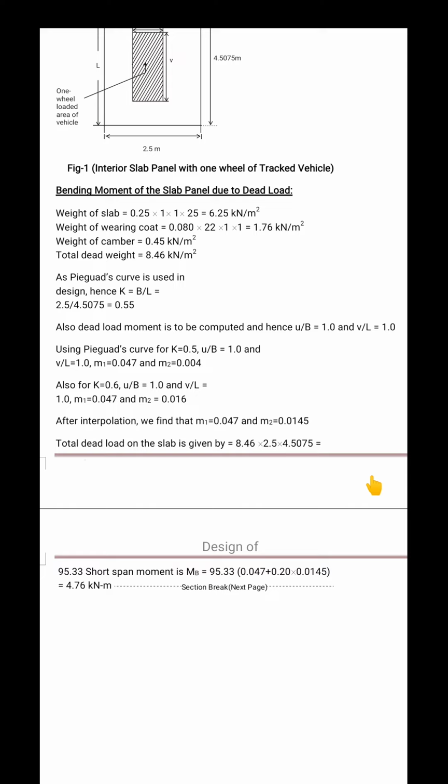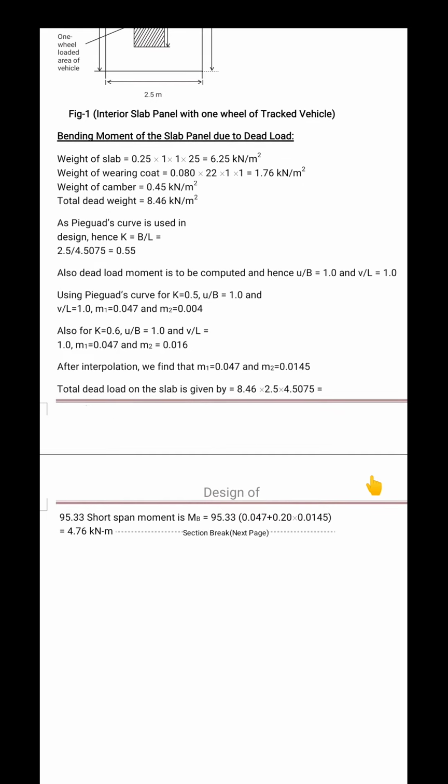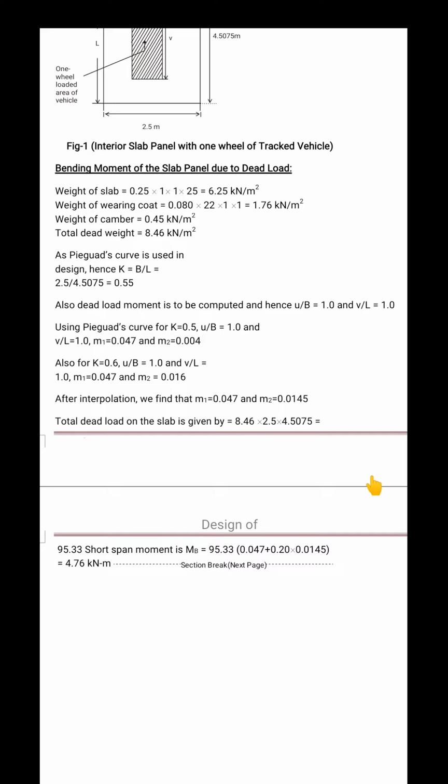we are having M1, M2, M1, M2 values. We need to interpolate it, so that we will have to get it for K equal to 0.55. So we interpolated it, we got M1 equal to 0.47, M2 equal to 0.145. So we are having the formula. So now that formula is m1 into m1 plus m2 into power 1. Okay, we are having the formula.